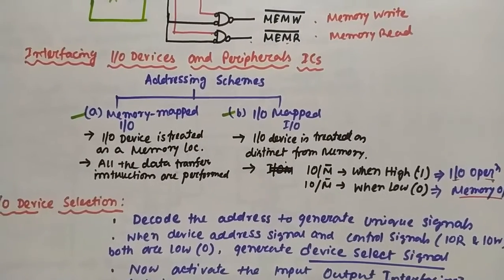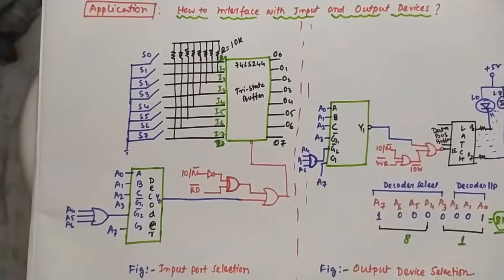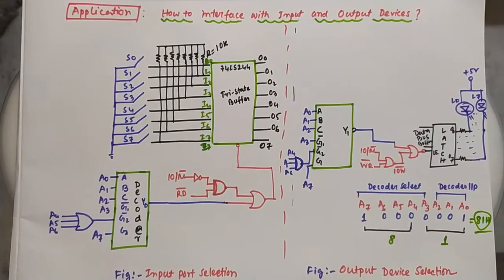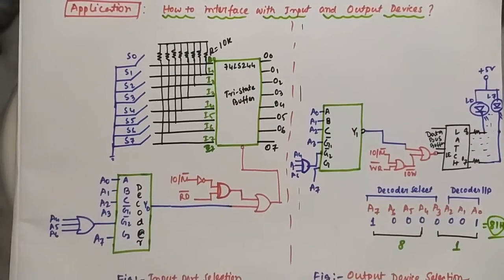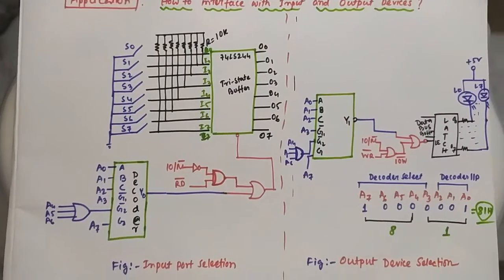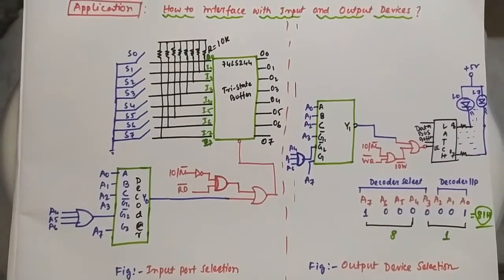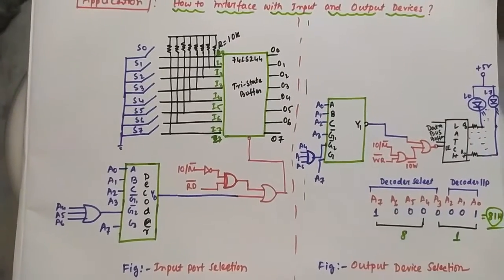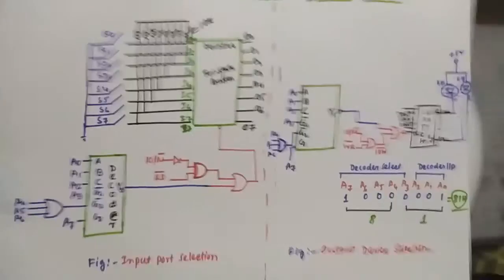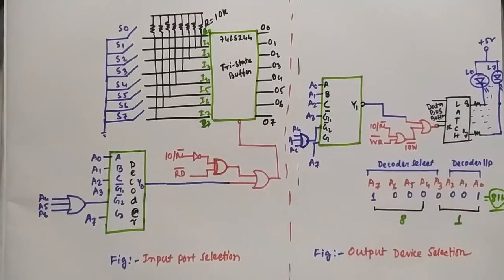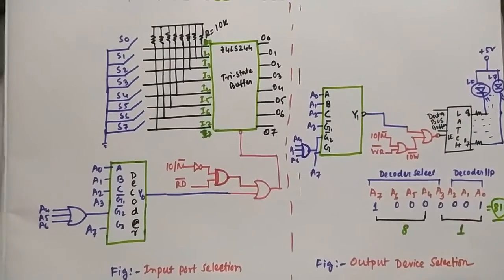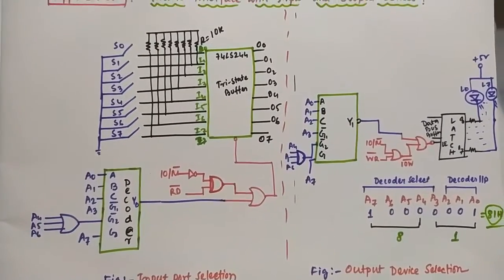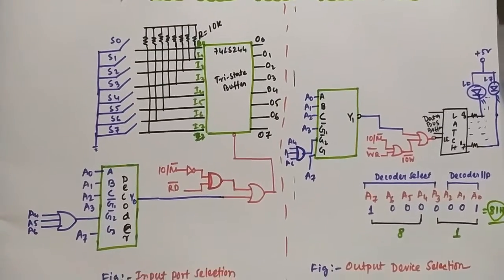Now come to the application portion. The basic application is where the main question arises, that is how to interface with input and output devices. If you are interested in understanding this concept using an example, like a display unit or any input device, and how the address is selected and how the port should be activated, then write in the comment section. I will definitely create another video on that topic.